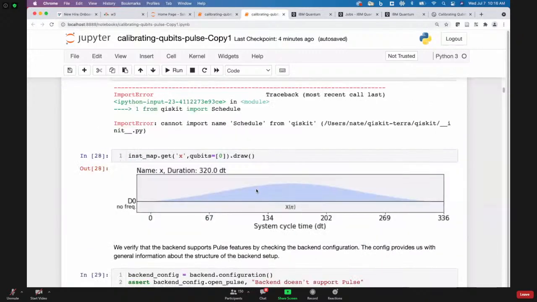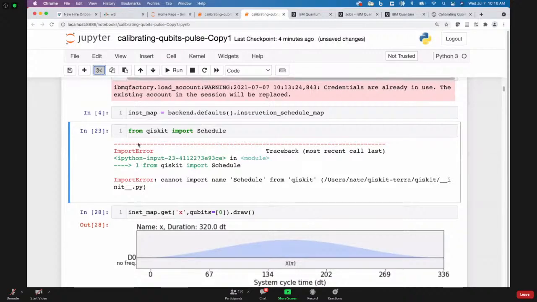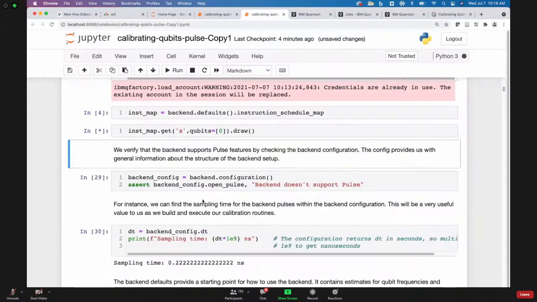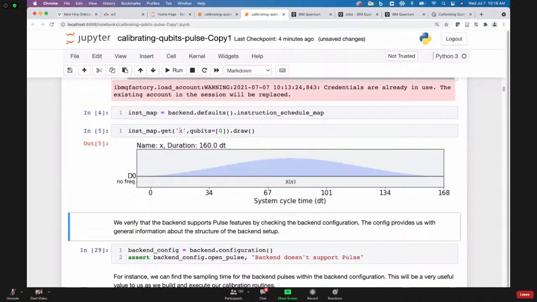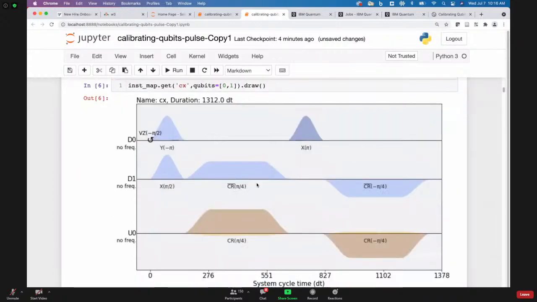So I've taken up a different backend in which I have multiple qubit gates. Here I'm defining the instruction schedule map of that. In this case, this is also just a single qubit gate. What's nice about this backend is it has two qubit gates. So I can look at the interaction between qubits 0 and 1. Now here you can see that this is that same cross-resonant gate that we were driving earlier.